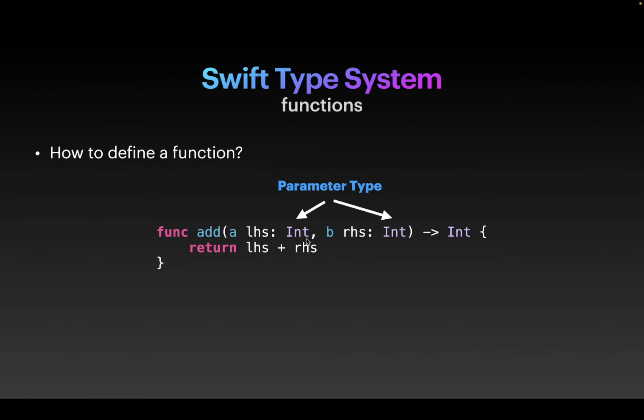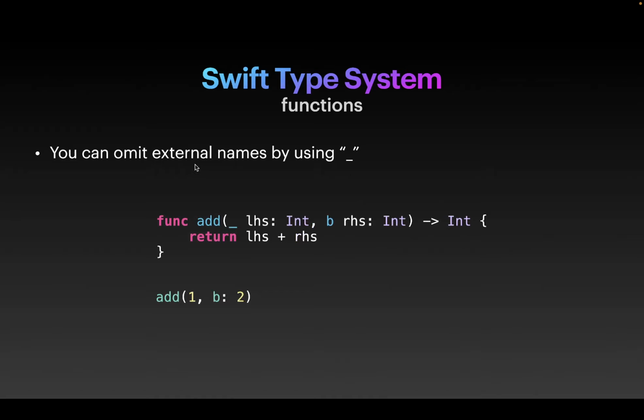Now, that's a parameter type, and you have seen that kind of syntax a lot so far, okay? You can also omit the external name by using this underscore mark. Sometimes you don't want the external name, because if you have a long external name, your caller has to do lots of typing here, right? Sometimes you just want to save some space or some typing, so you can get rid of the external name by using the underscore. And by using this, when you call this function, you go with add 1 and comma, B and 2, okay? That's how you omit external names.